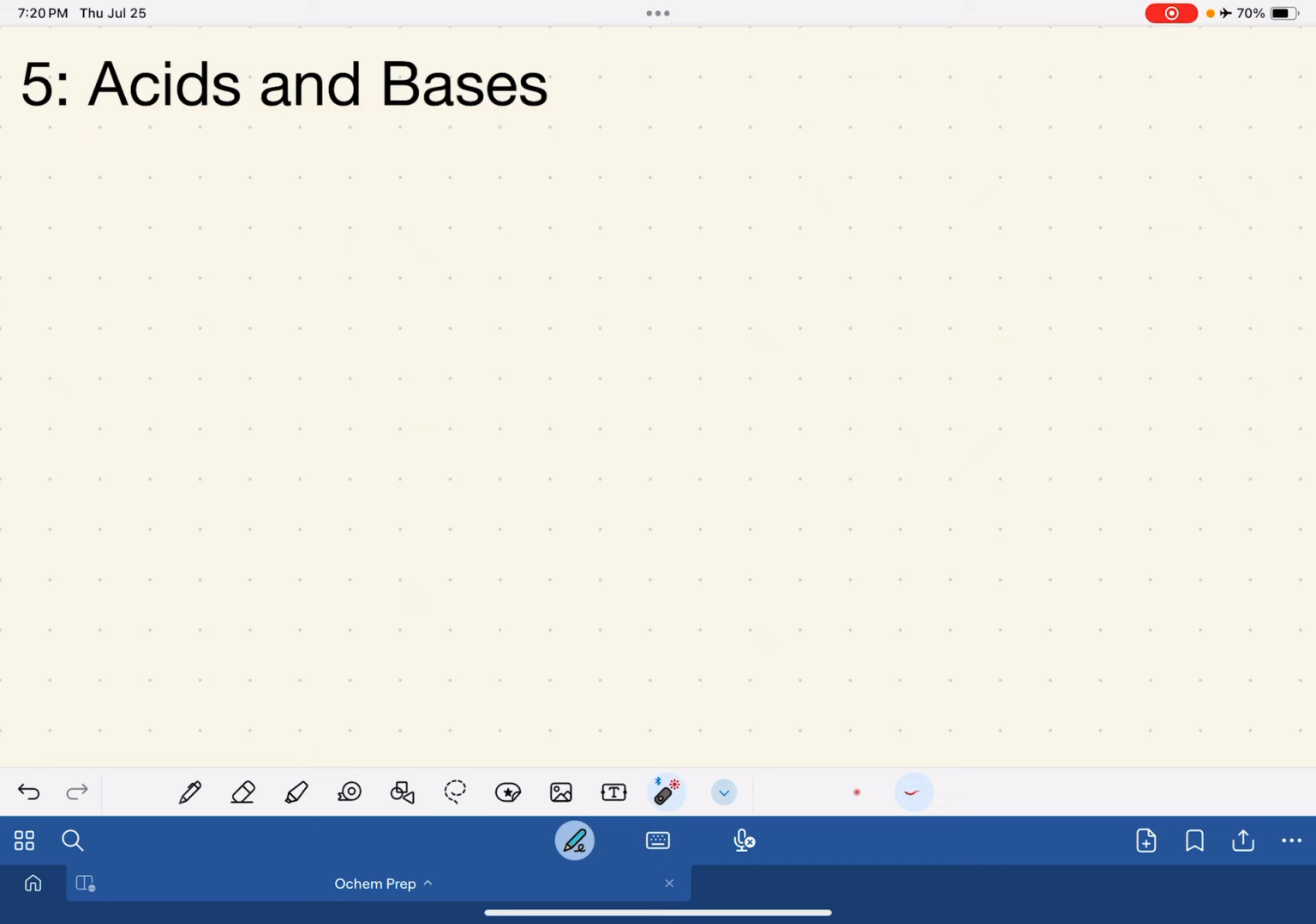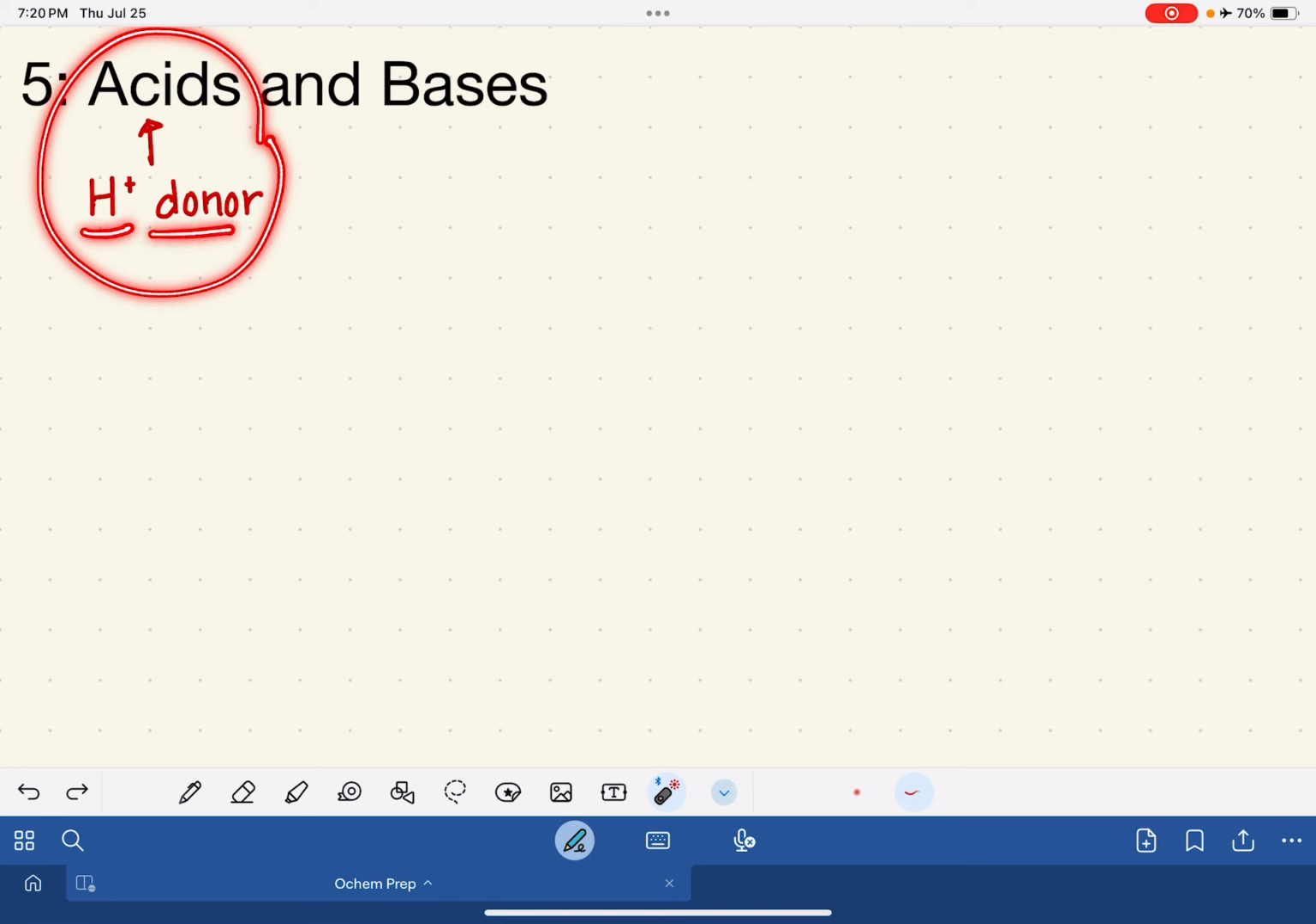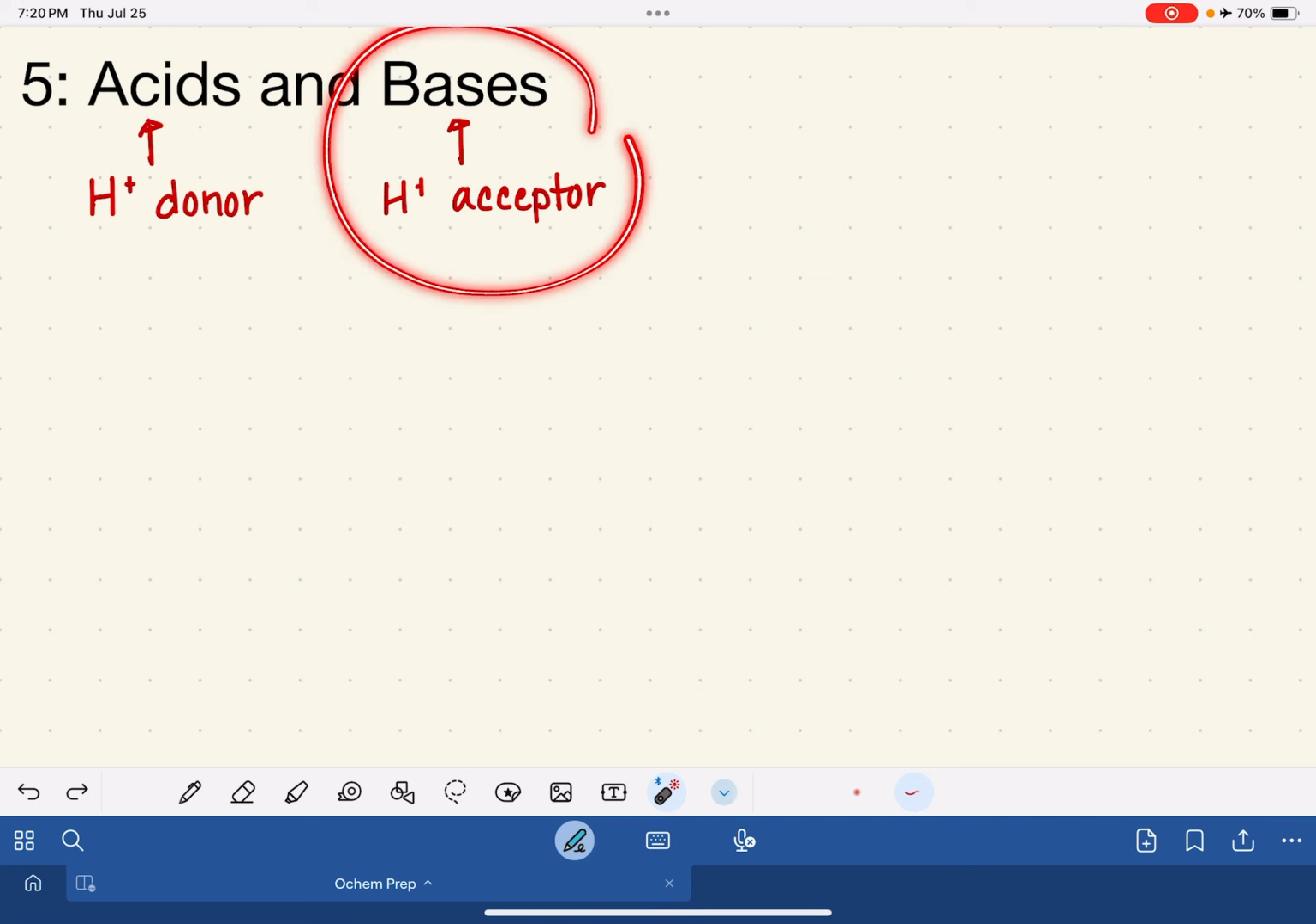Now, I'm going to begin this video by reminding you of the definition of a Bronsted-Lowry acid and a Bronsted-Lowry base, and then we're just going to jump into some examples of acid-base reactions. A Bronsted-Lowry acid is defined as a molecule that donates an H+ ion in a chemical reaction, and a Bronsted-Lowry base is defined as the molecule that accepts or takes the H+ from the acid.